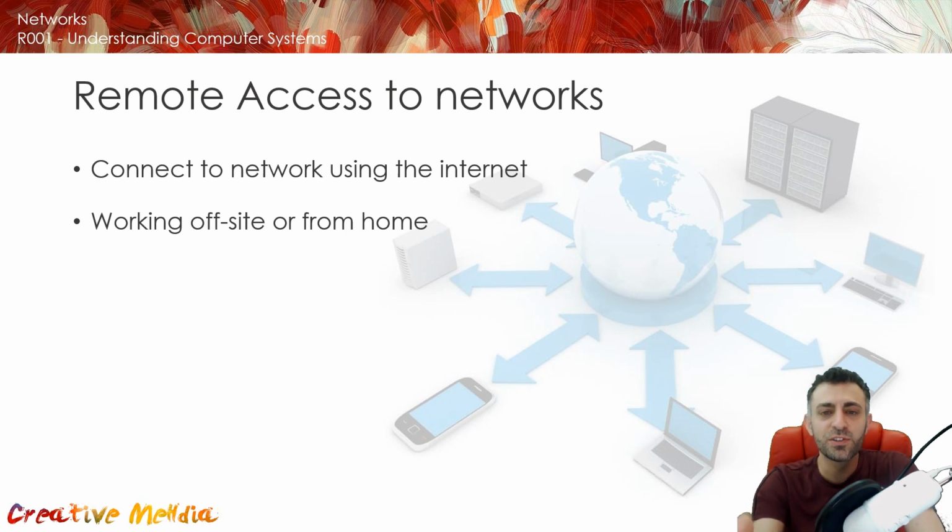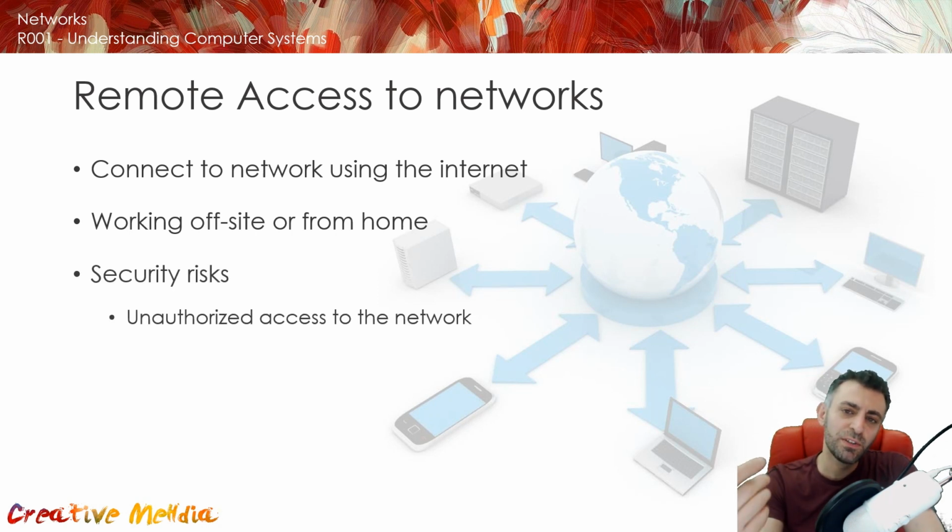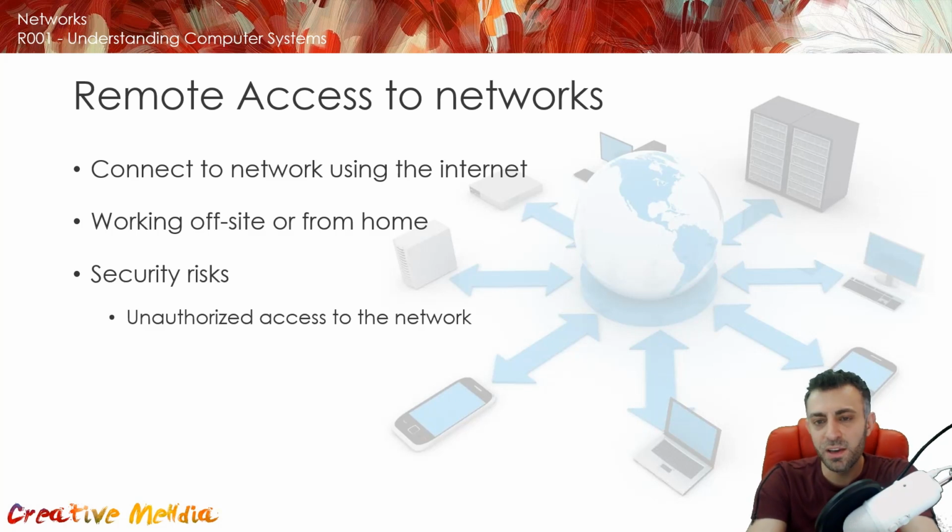So these are the advantages of setting up remote access to a network. In terms of the security risk, obviously you have a risk of unauthorized access to the network. But you can prevent this using a firewall. In the firewall, you set up a specific rule saying this particular device with this particular MAC address and IP address can gain access to the network, whereas the other devices cannot.